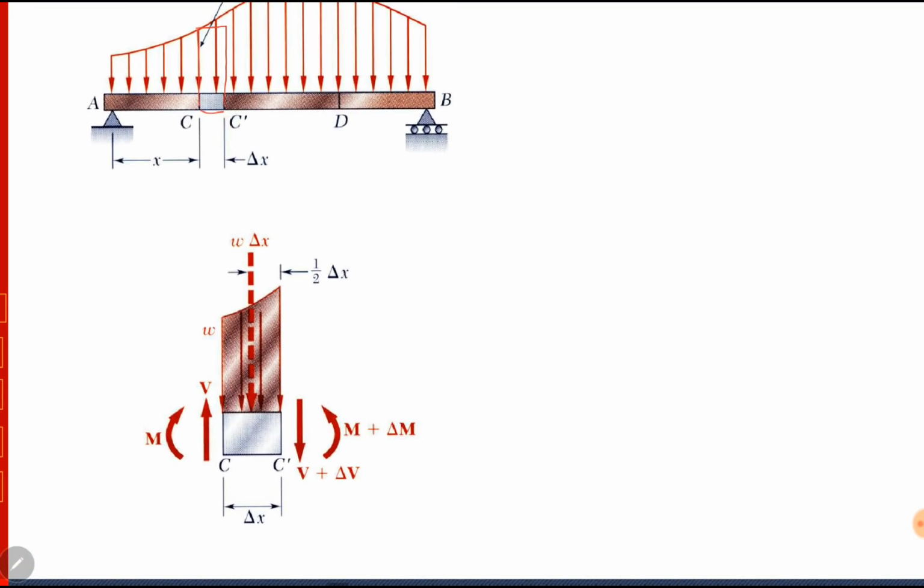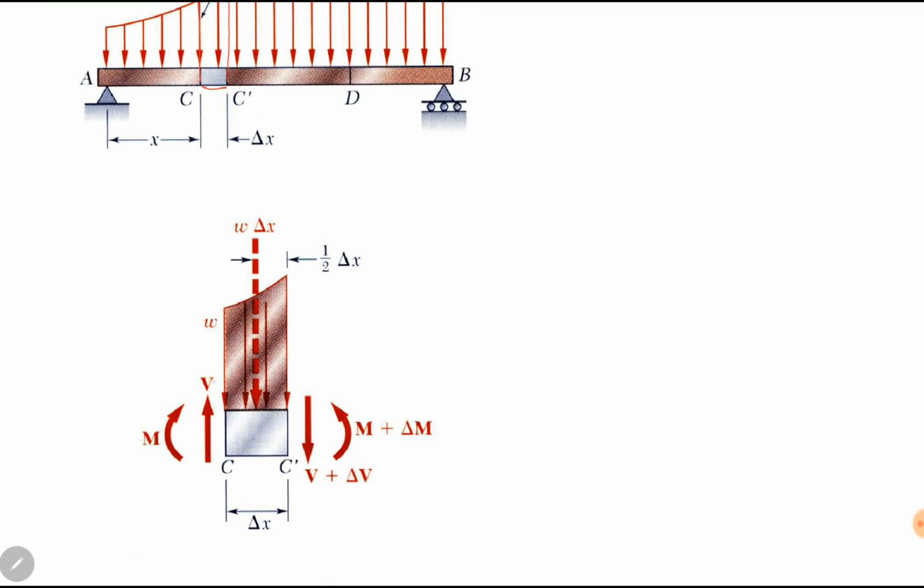On the left side at section C, there will be an upward shear force and a clockwise moment. Similarly, on the right side there is a downward shear force V plus delta V and a counterclockwise moment M plus delta M. If we consider it as a rectangular load, because the thickness is very small, the variation in the distributed load is also very small. So we are considering it as a rectangular, uniform distribution.